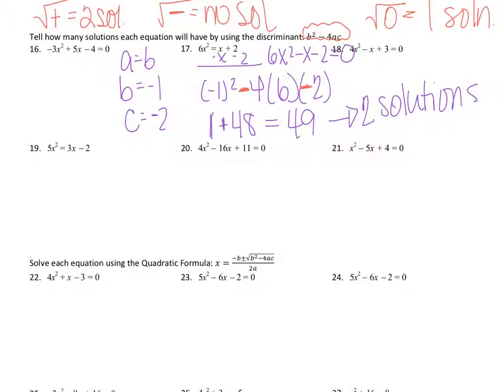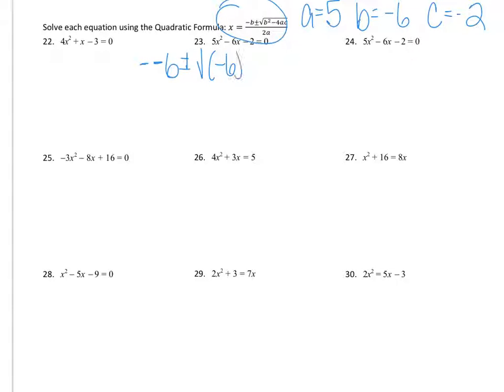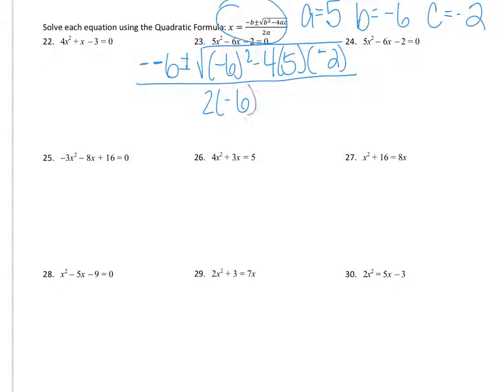And then there are opportunities on the exam for you to actually use the quadratic formula. So I'm going to take a look at number 23. It's already solved for 0, so that's good. My A value is going to be 5. My B value is negative 6. And my C value is negative 2. I'm going to plug it right into that quadratic formula which you were given. So it says negative 6 plus and minus the square root of negative 6 squared minus 4 times A times C. Whole thing's under the radical, and all of that is over 2 times negative 6.